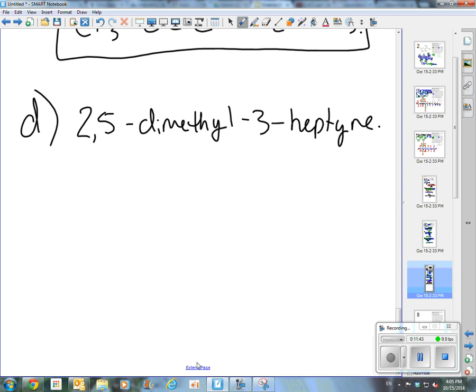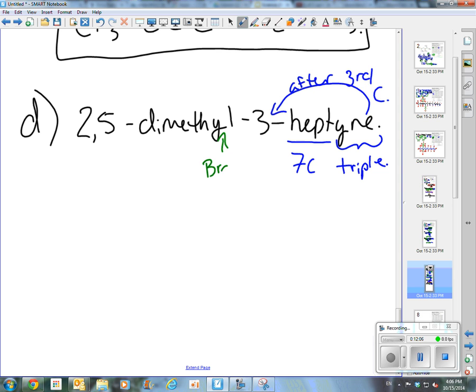So here we go. We've got "-yne", meaning a triple bond. "Hept" means 7 carbons. Where is that triple bond? Well, the triple bond is after the third carbon. I've got a few branches here. "yl" meaning a branch. "Meth" means 1 carbon. "Di" meaning I have 2 of these branches. So where are those 2 branches? Well, they are on carbons 2 and 5.